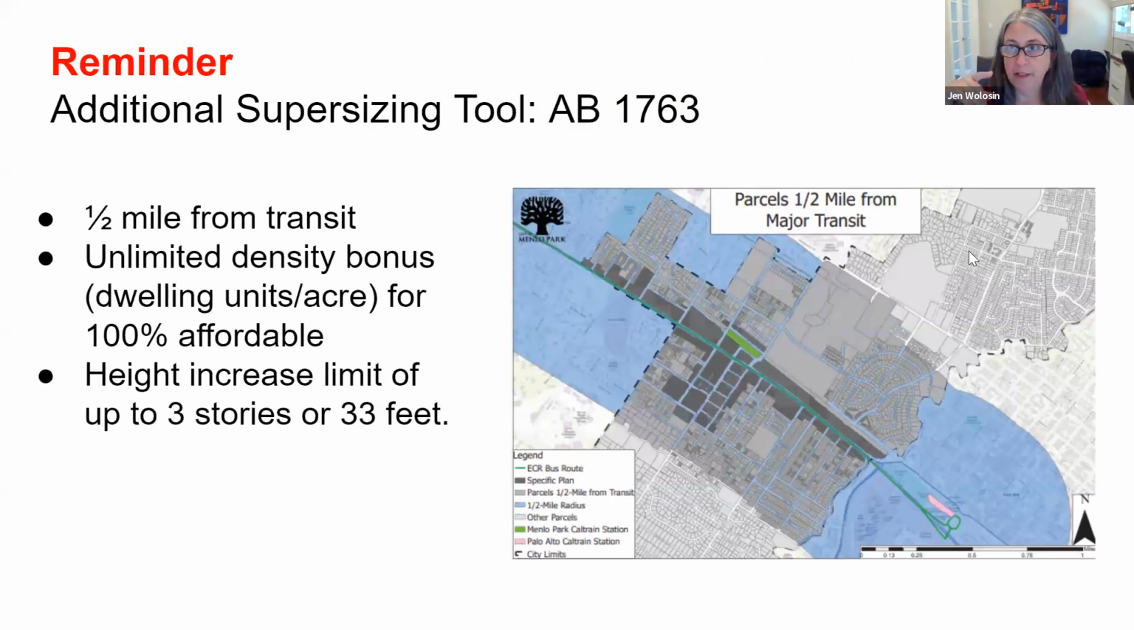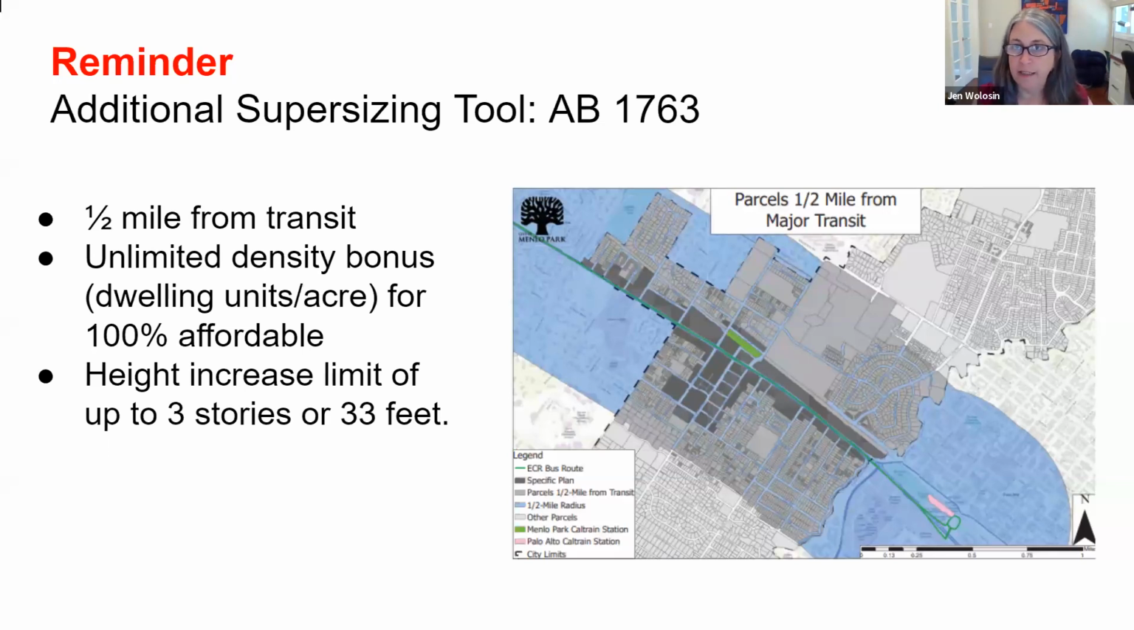Now, as I reminded you earlier, there are those supersizing provisions for 100% affordable projects, because up until now we haven't really been talking only about 100% affordable. We've been talking about all of the zoning in the downtown specific plan area. Specifically, the third tool, State Assembly Bill 1763, which applies within 1/2 mile of transit, actually covers the entire downtown specific plan area. For the downtown, that means that a 100% affordable project could have an unlimited number of dwelling units per acre. It still has to abide by different development standards, but it could be even higher than what we were looking at in that chart.